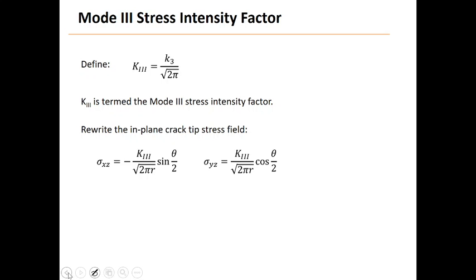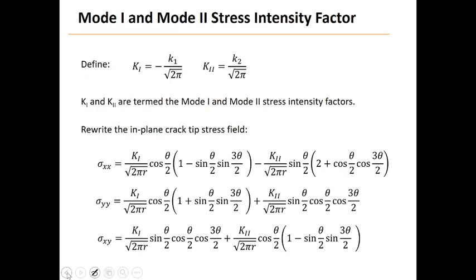Just quickly, you will see that if I have a mode 3 loading, which means that I'm pulling the crack in and out of the plane, this is the tearing mode of fracture. You will see that they don't create stresses in the plane, because the stresses in the plane do not depend on K3. They only depend on K1 and K2, which appear only if you have mode 1 and mode 2 loading. So the out of plane tearing mode is not creating these in plane stresses.